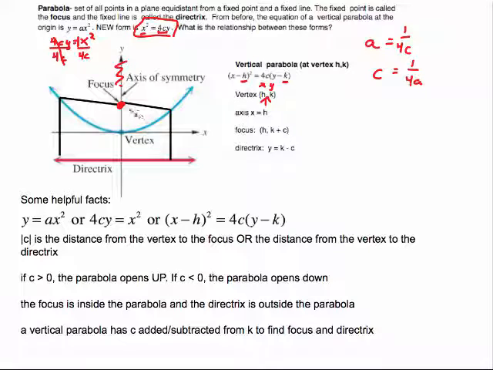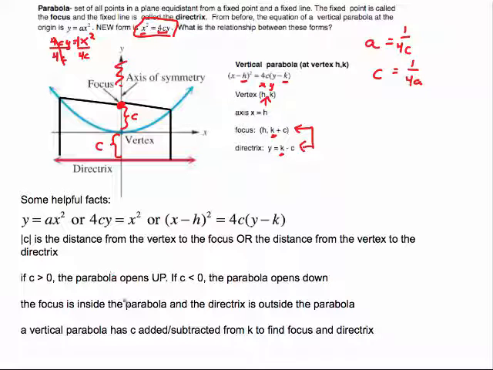Now what is c? c is this distance right in here, or right in here. Actually, the absolute value of c is the distance from the vertex to the focus, or from the vertex down to the directrix. So if this is a distance of 2, then this is a distance of 2. The directrix, which is this line down here, is y equals k minus c. Notice for the vertical parabola, we are doing something to the k value, which is the vertical part of your vertex. We add to get the focus, we subtract to get the directrix.